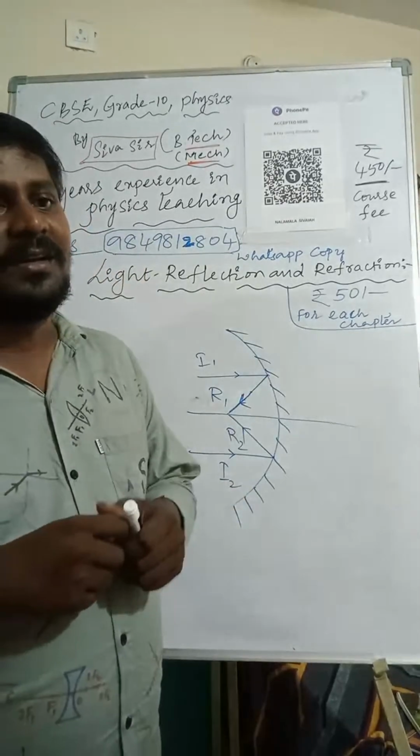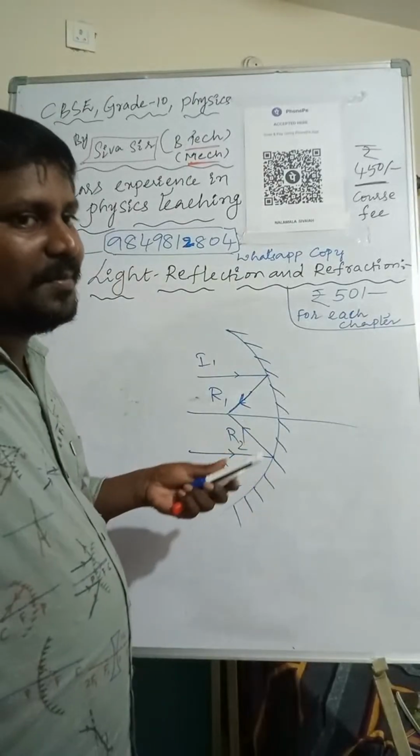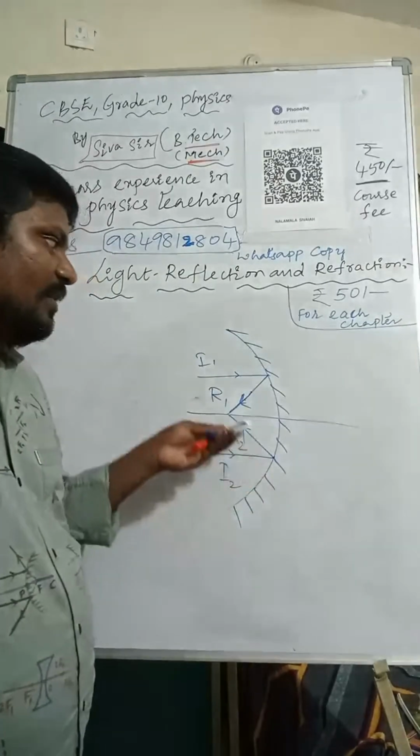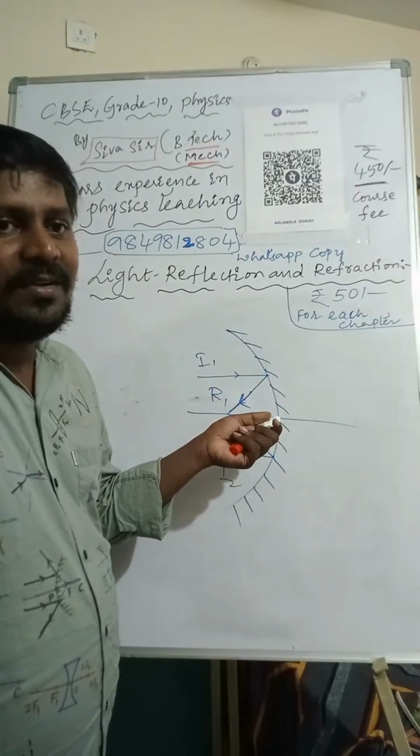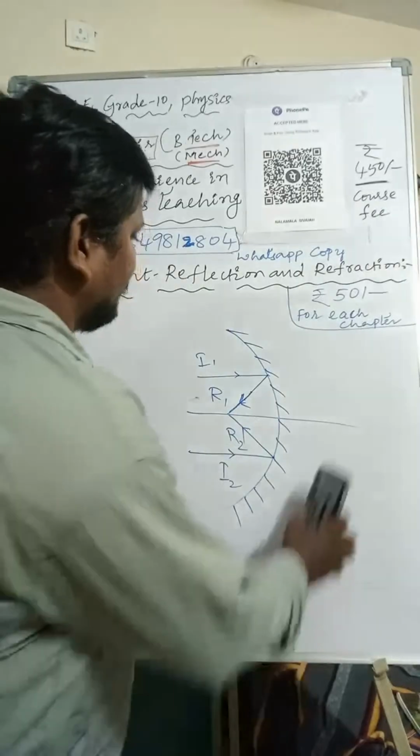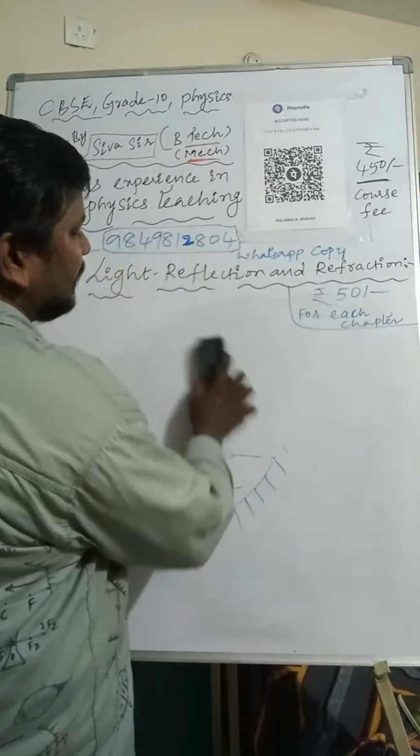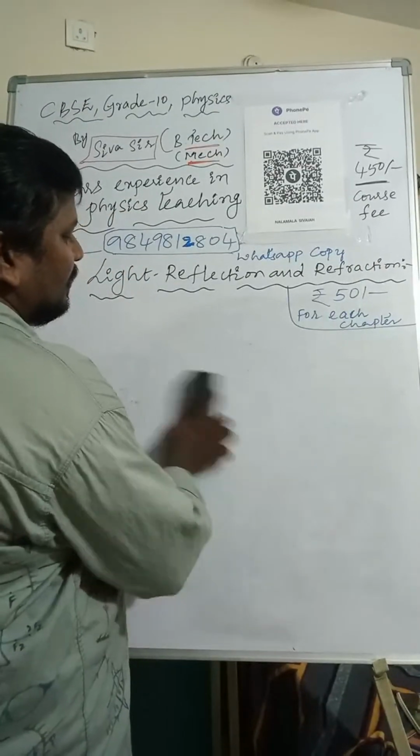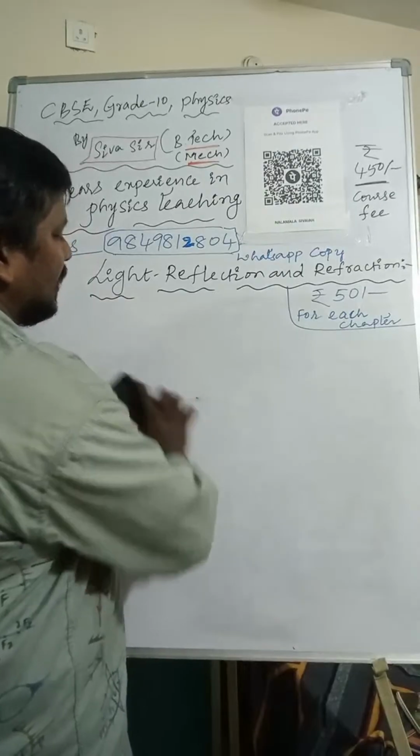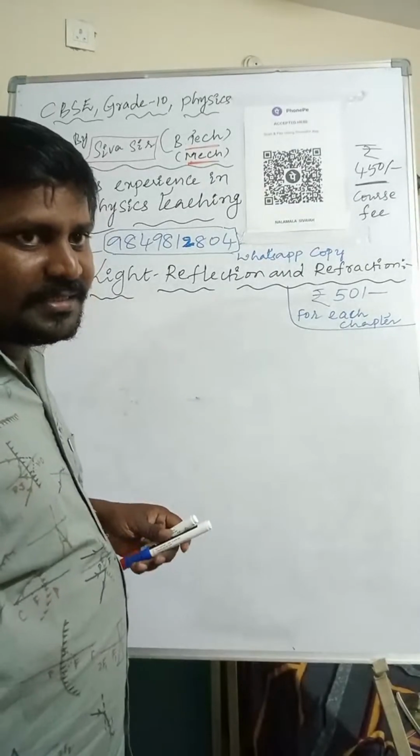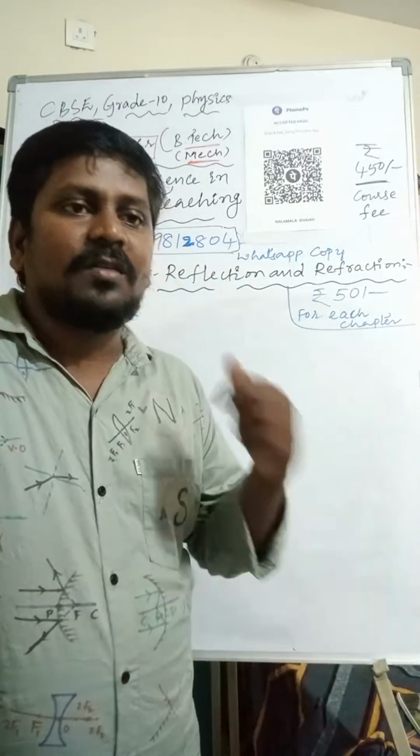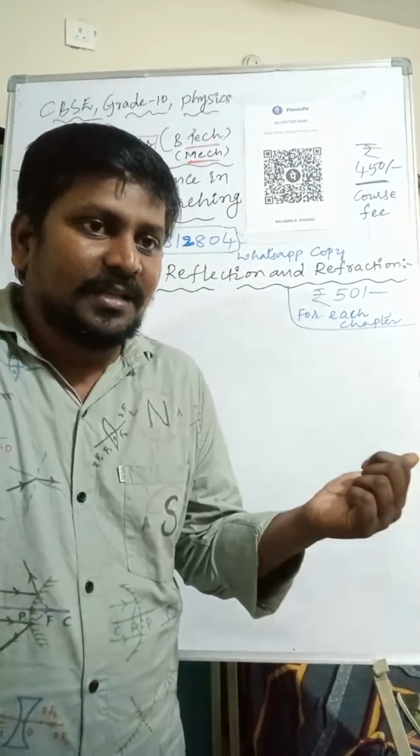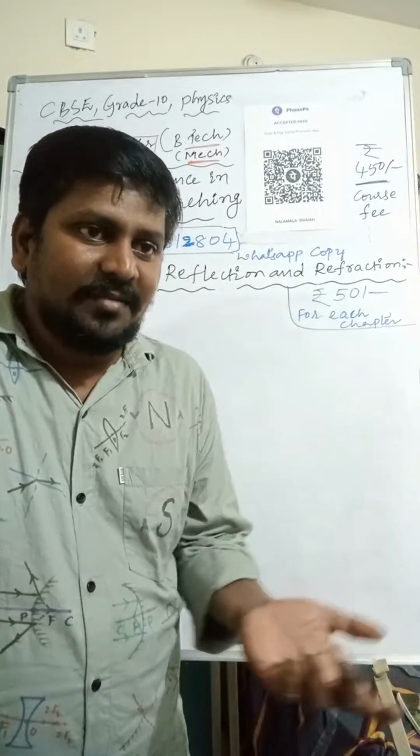If reflection takes place inward, that is called a concave mirror. If reflection takes place outward, that is called a convex mirror. A concave mirror is also known as a converging mirror. A convex mirror is also known as a diverging mirror.